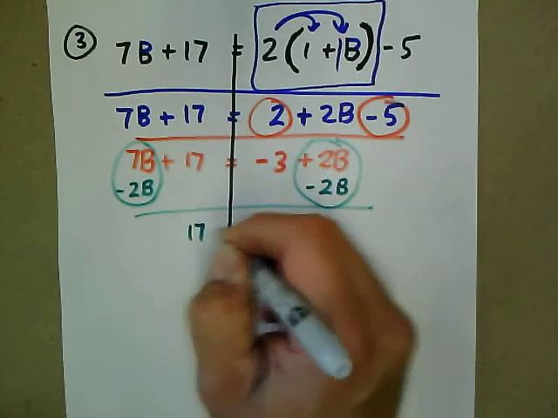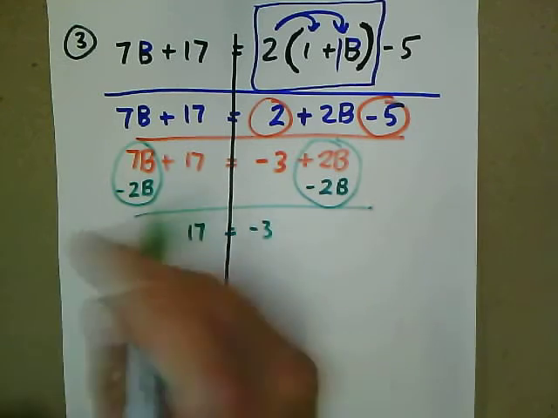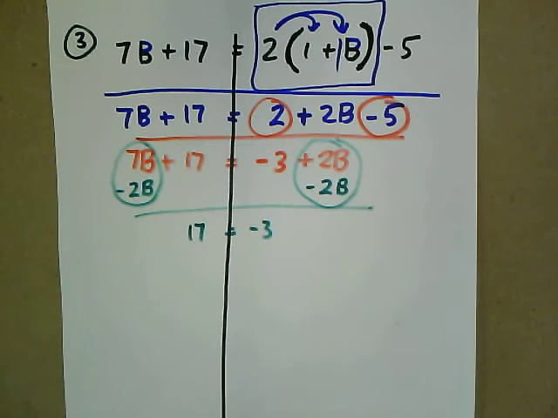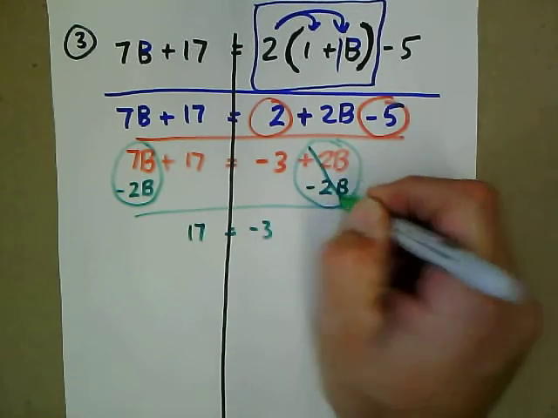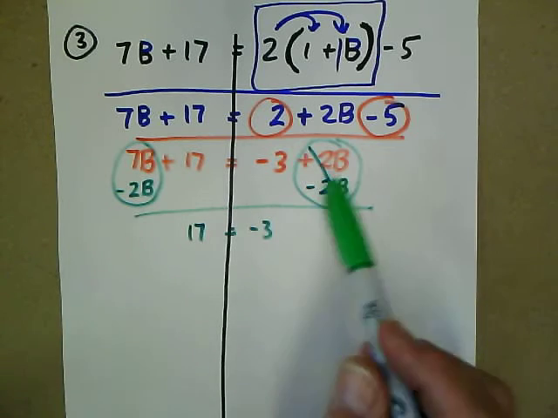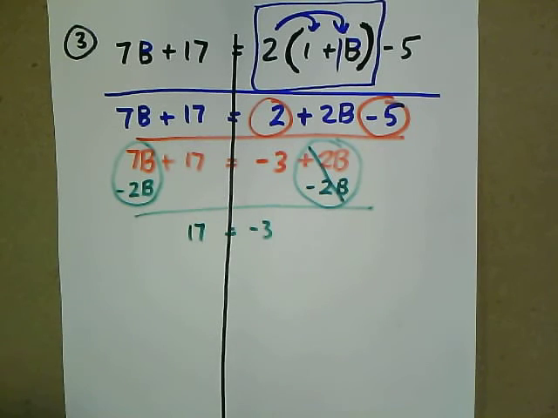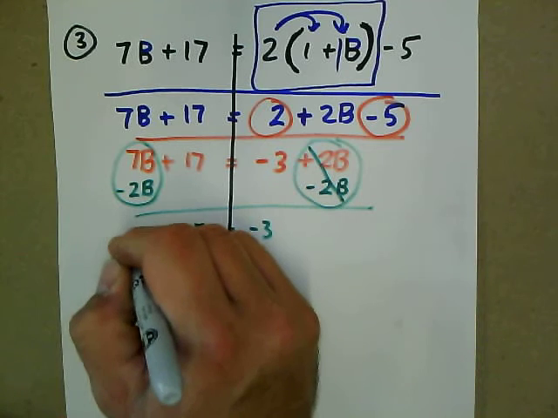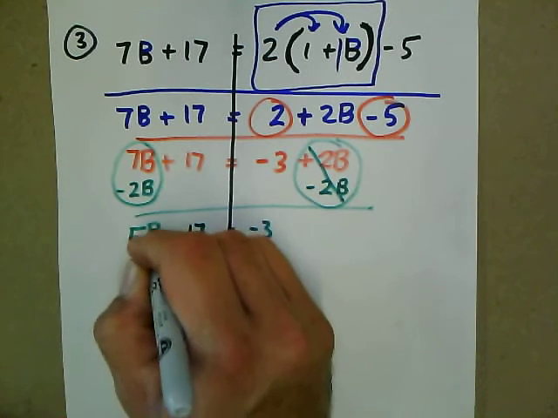All right, so I know that 17 comes down, the equals and that -3. It's all outside the circles. So my plus b and minus 2b, plus 2b and minus 2b are opposite operations, and they're gone. 7 minus 2 is 5 with a b.